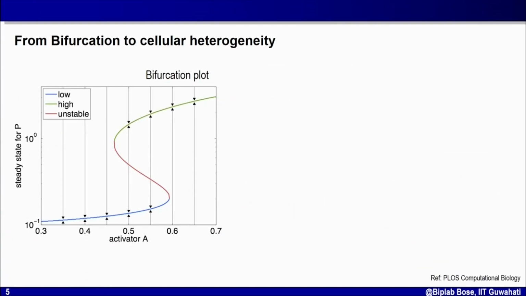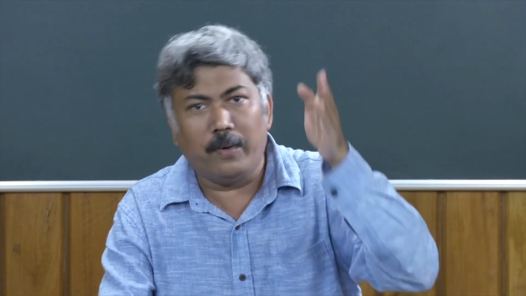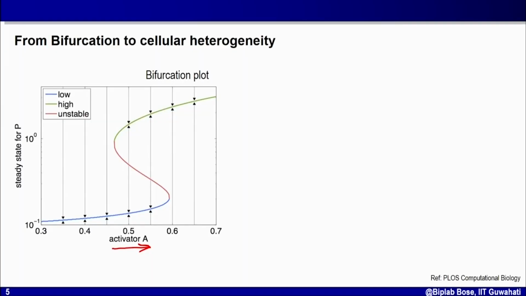And that's what I have done here. If you remember, in the bifurcation plot, usually we put the parameter which is causing bifurcation in the horizontal axis, and the steady state value of the dependent variable in the vertical axis. So we have the steady state value of P in the vertical axis here and the activator, the signal A, in the horizontal axis.